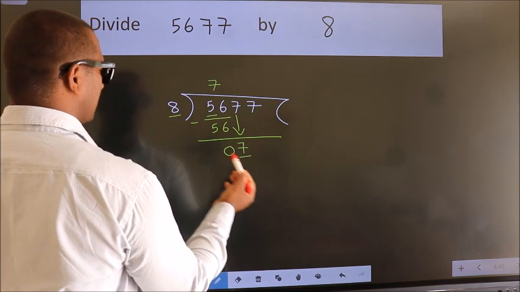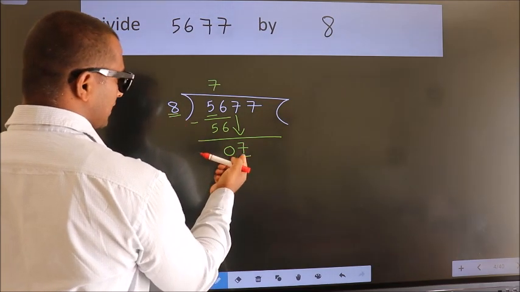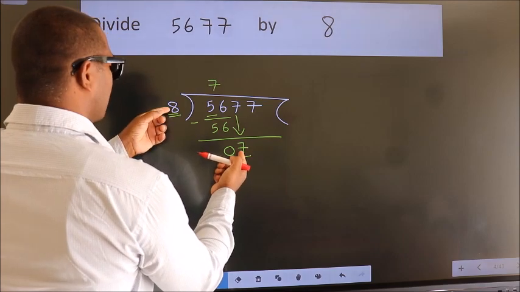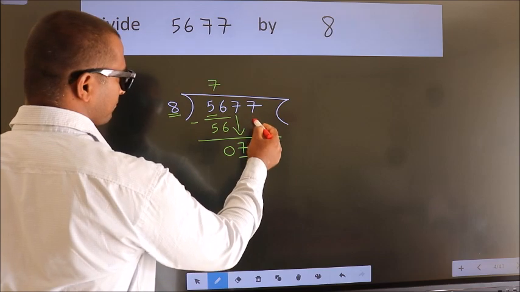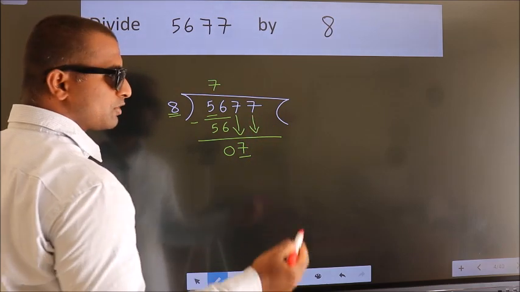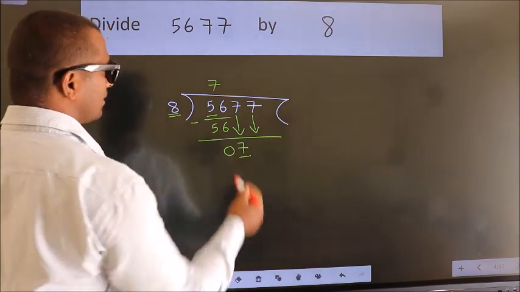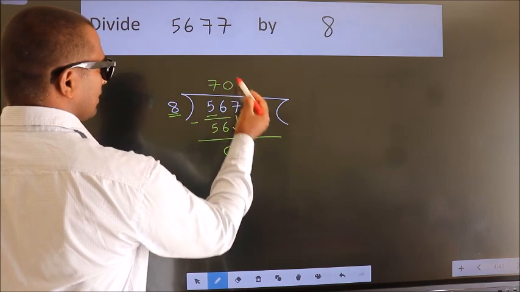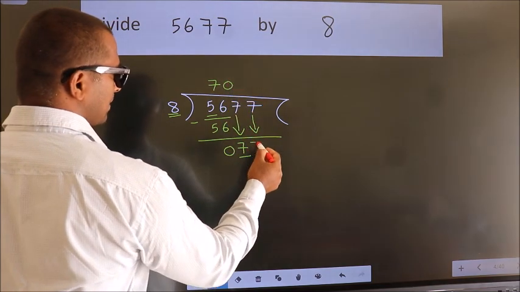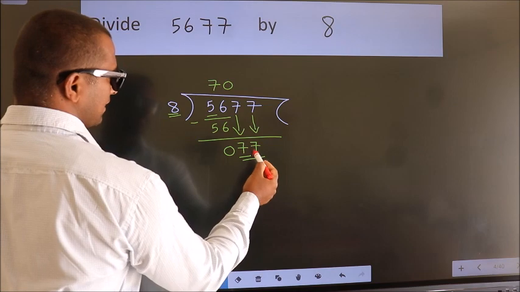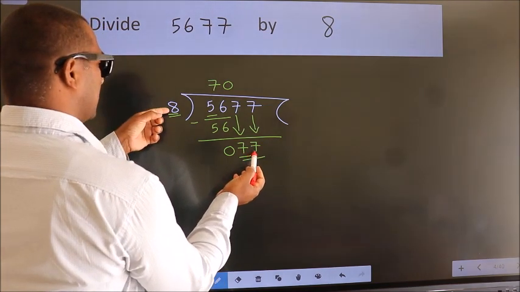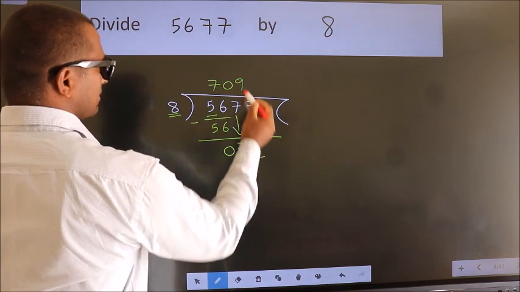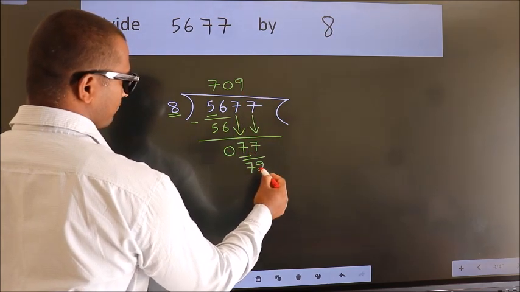Here we have 7, here 8. 7 is smaller than 8, so we should bring down the second number. And the rule to bring down the second number is to put 0 here, then only we can bring down this number. So 77. A number close to 77 in the 8 table is 8 nines 72.